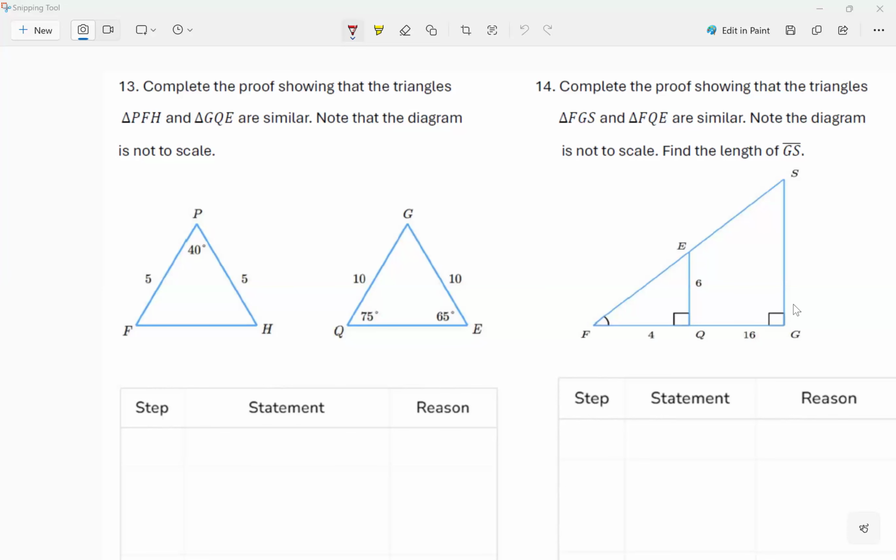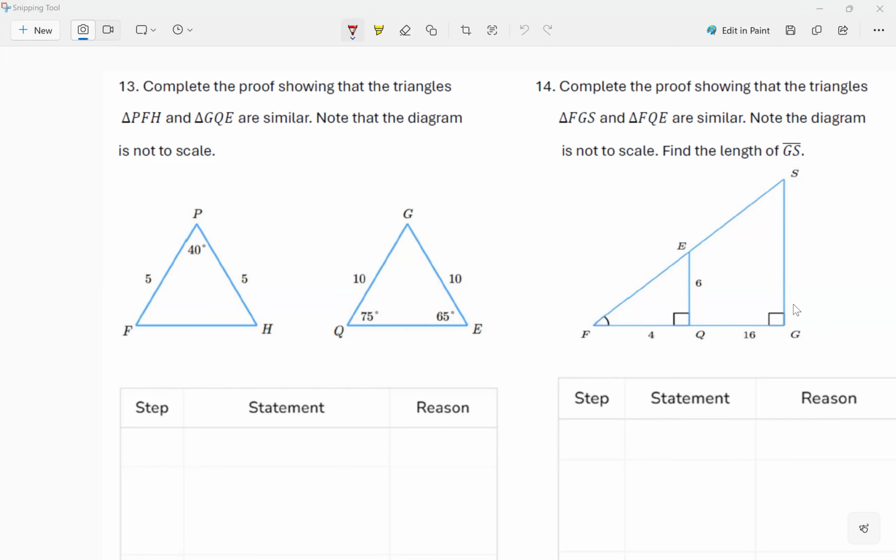Now, one thing I don't want us to forget about are proofs. Last semester we were talking about proofs. We learned about them, but I don't want us to forget. So let me do a couple of proofs right here. Questions 13 and 14. I want to do a couple of proofs.